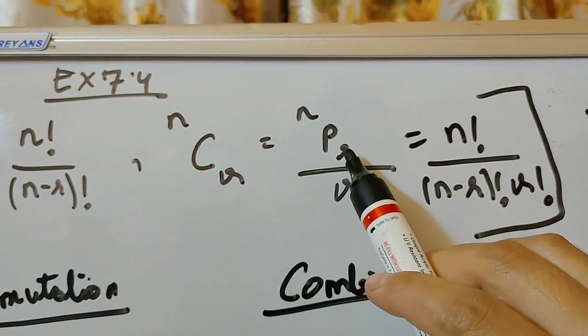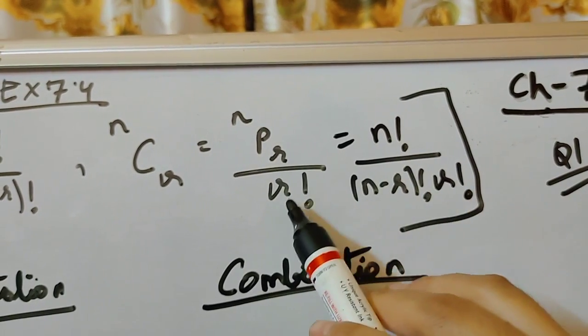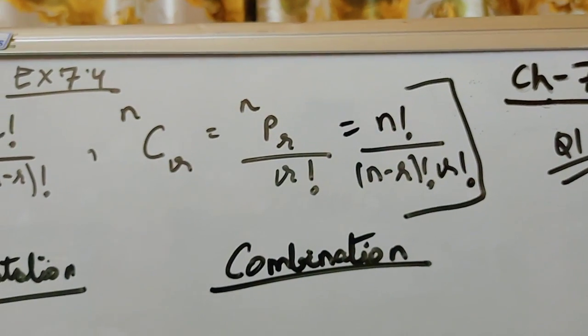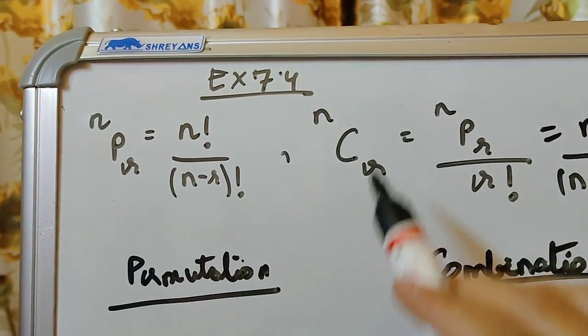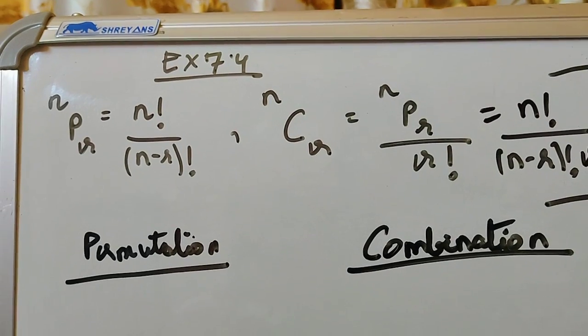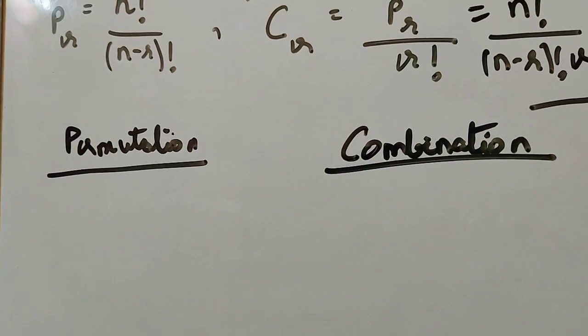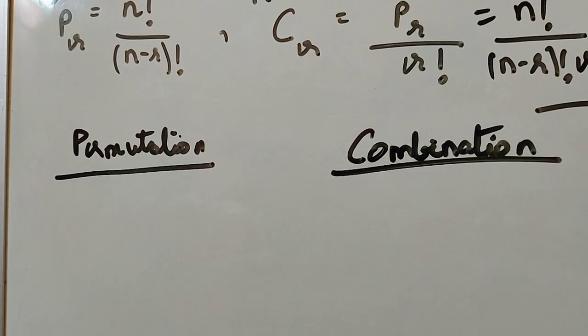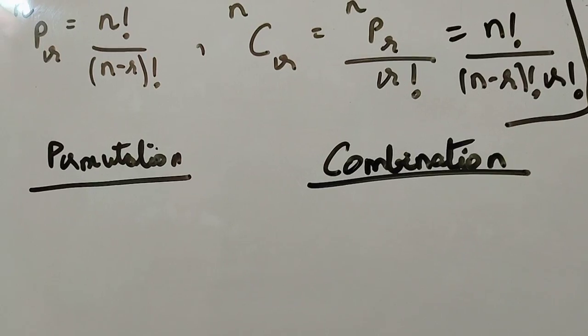Now put the nPr formula, that is n factorial by (n minus r) factorial, into r factorial. That is the only difference. Here r factorial will be extra in the combination formula. Now the main thing is how to identify a question, whether to use a permutation formula or a combination formula.